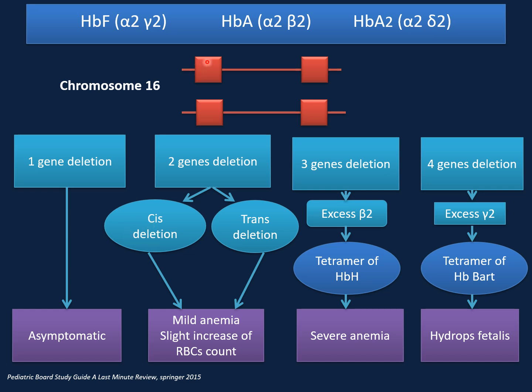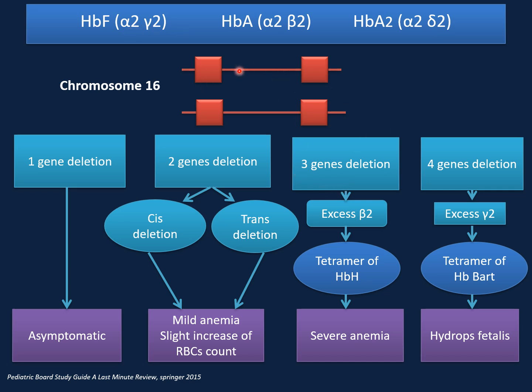If there is a deletion on each chromosome, this will cause trans deletion, and this presents with mild anemia and a slight increase in the red cell count. This is usually treated as iron deficiency anemia with no response to the therapy, because it's a problem with the alpha 2 production.